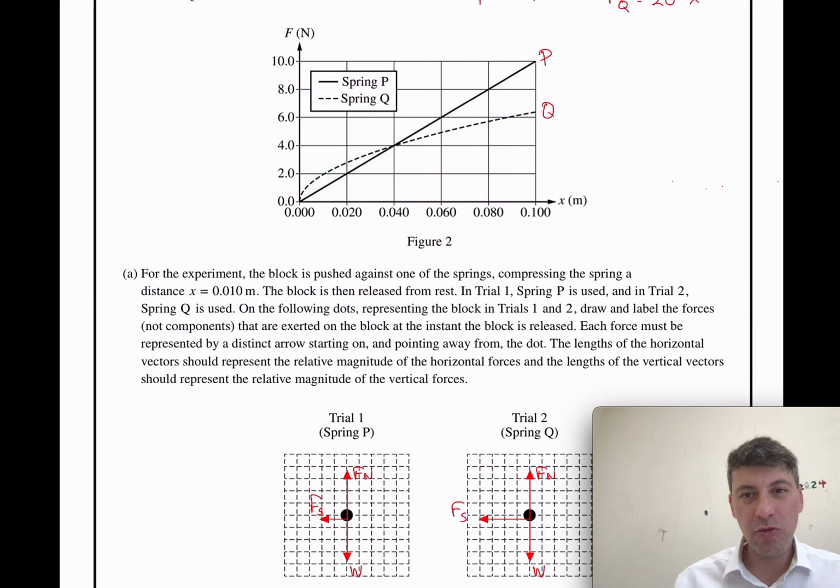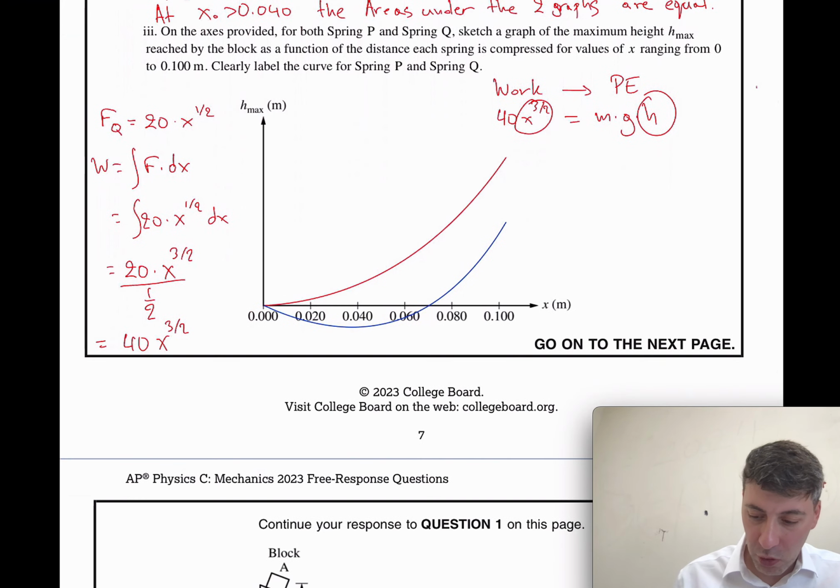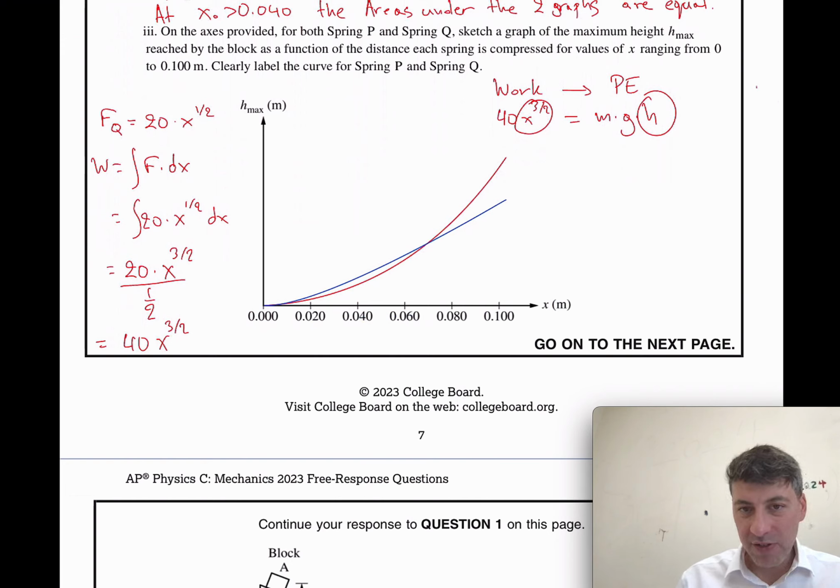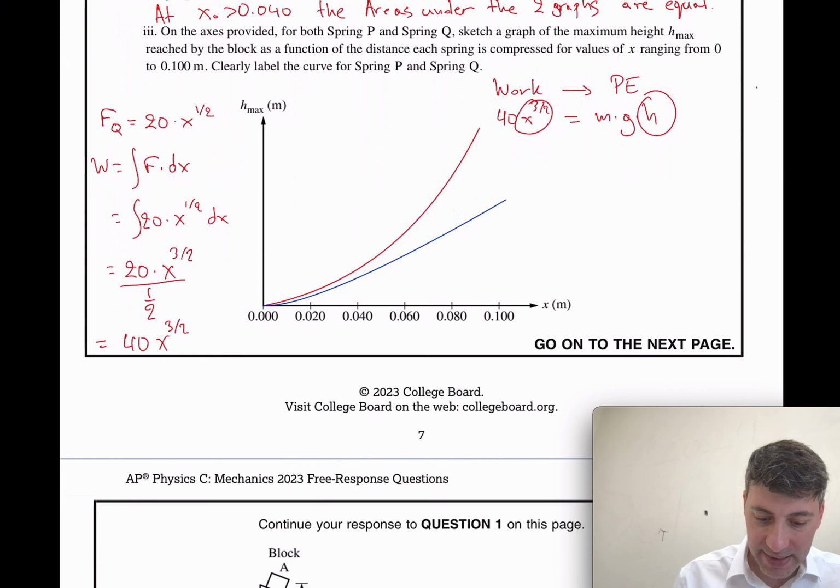This means that the spring Q initially provides more energy, and since it provides more energy, it can result in a greater height. So for relatively small distances, for relatively small compressions, it will provide a greater height. So we need to make sure that we show this on the graph. So both graphs will be curves. Maybe I should increase a little bit the height for the first one so that we can show the curve for the second one a little bit more.